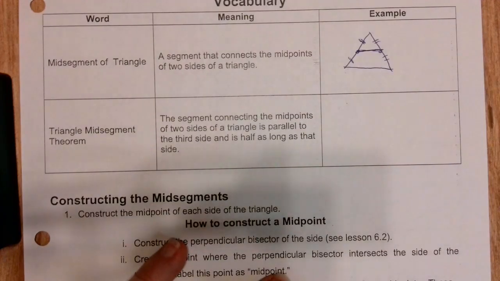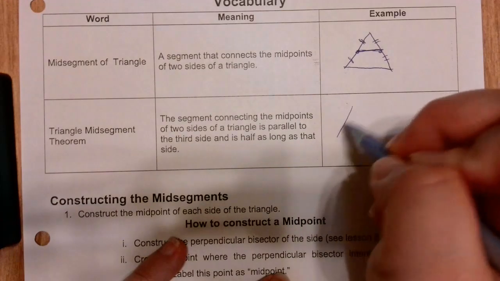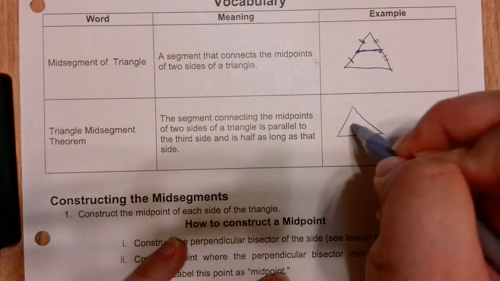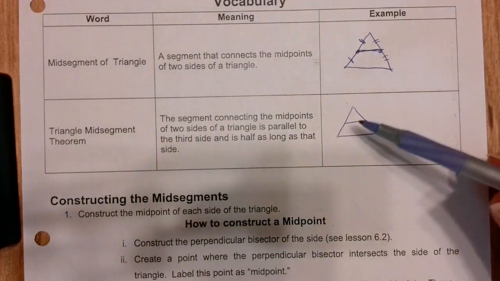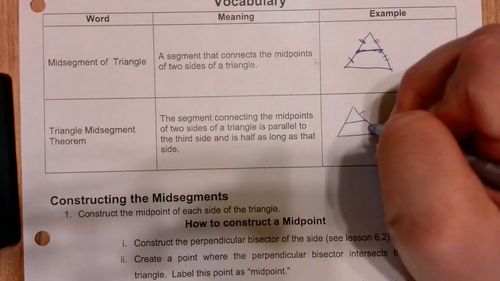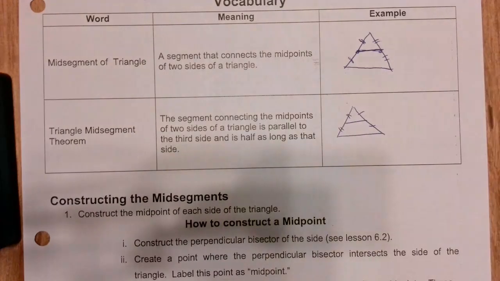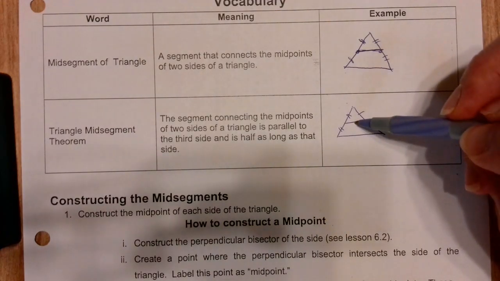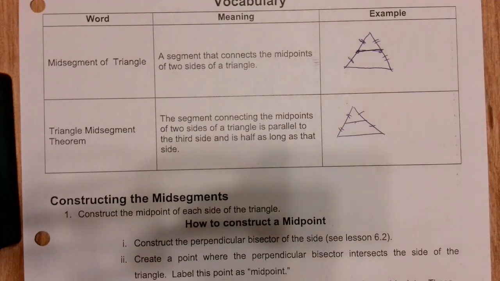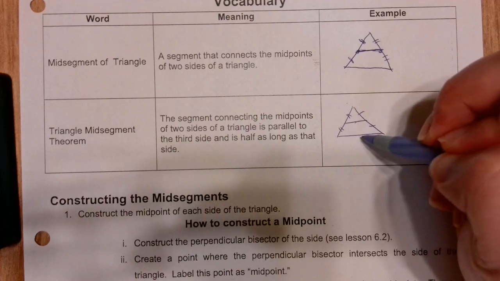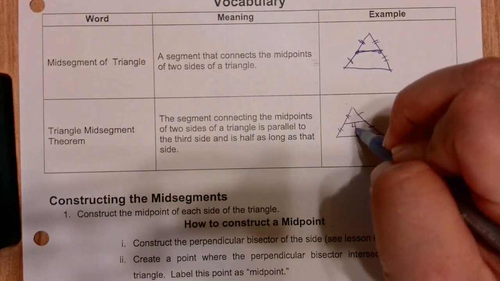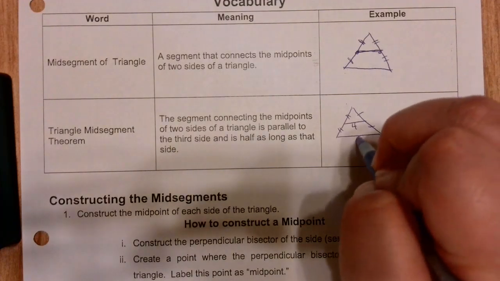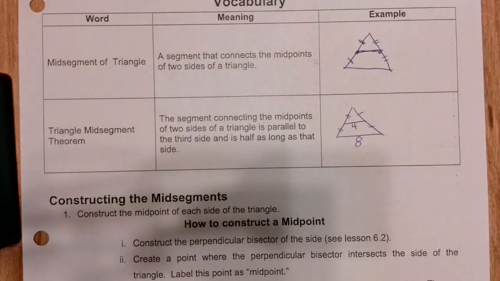Now the mid-segment theorem is that in a triangle, 2 things are going to happen. The first one is that when you have a mid-segment, the mid-segment is parallel to one of the sides of the triangle, and the mid-segment is half the length of that parallel side. So let's say this had a length of 4, this would be a length of 8.